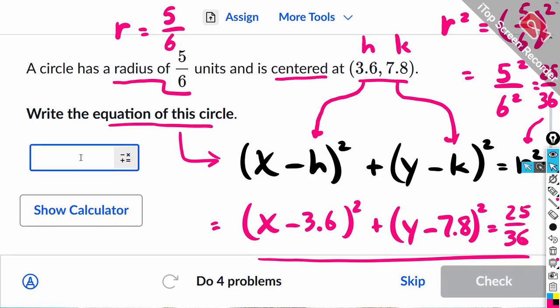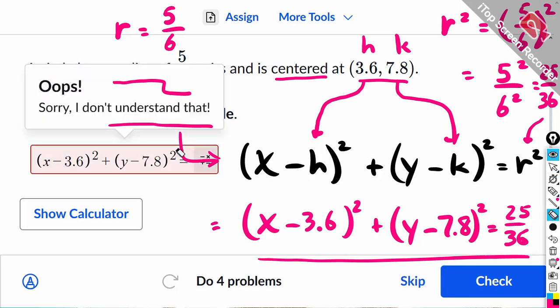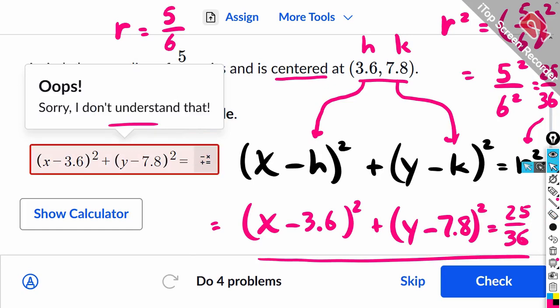So let's enter that in the box. Parentheses, x minus 3.6, close parentheses, and I hit Shift 6 for the exponent. The exponent's a 2. Hit Tab, and then plus in the middle, parentheses again, y minus 7.8. Close parentheses, Shift 6. Exponent is 2. Hit Tab to bring it back down, equals, and that's 25/36.